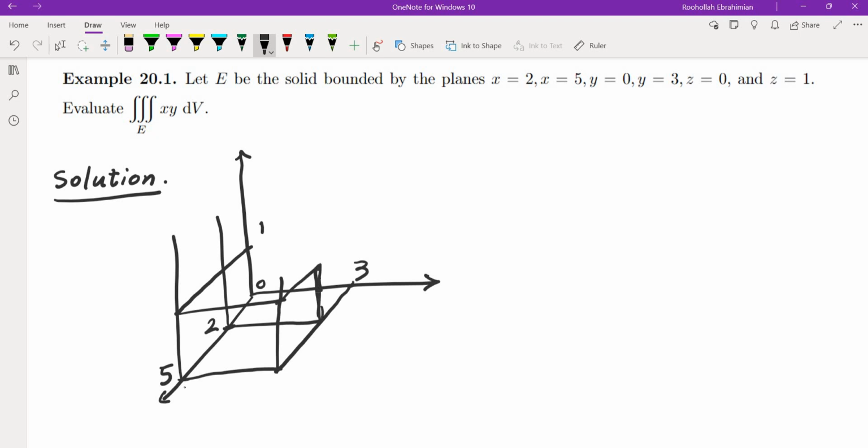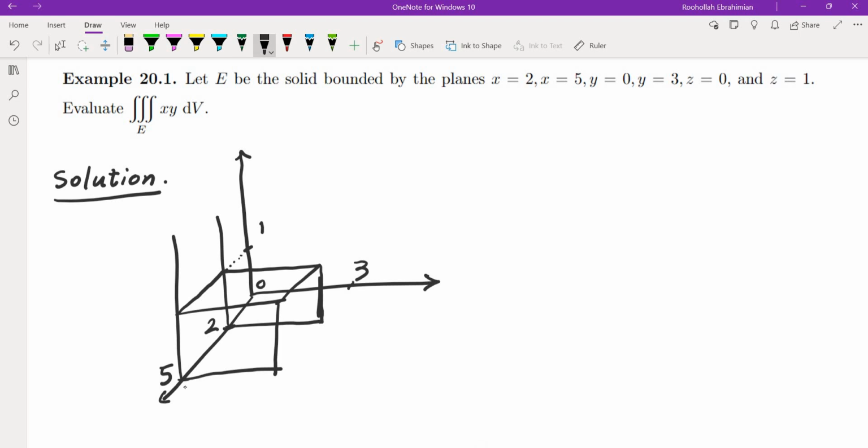So let's erase what is not really needed. I'm going to turn that into a dashed line to make clear what the solid is. So this is our solid. It's a rectangular prism. Now, this is the first thing we need to draw.